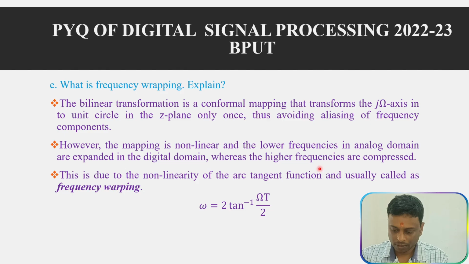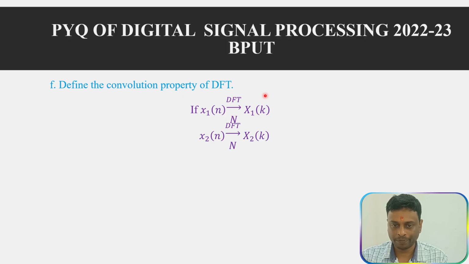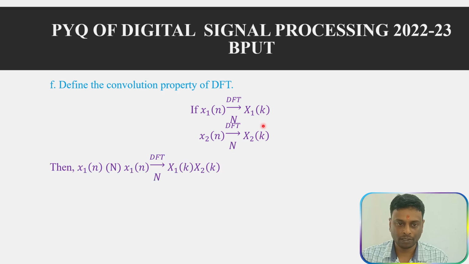Next one: what are the convolution properties of the DFT, the discrete Fourier transform? You are not going to prove this; we have to define only. So what is the convolution property? If x1 of n has N-point DFT x1 of k, and x2 of n has N-point DFT x2 of k, then the convolution property says that x1 of n circularly convolved with x2 of n.